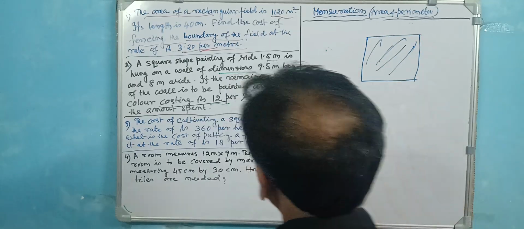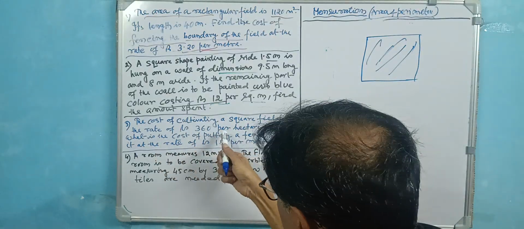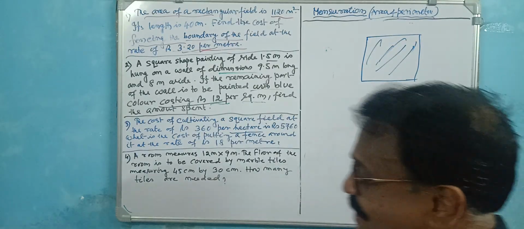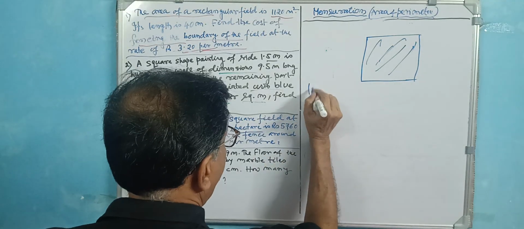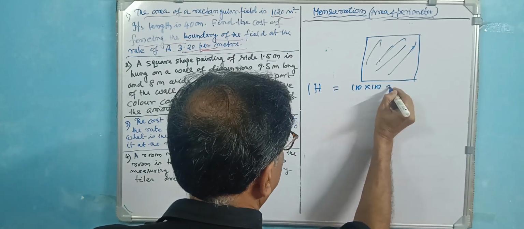Cultivating means the area. The cost of cultivating a square field at the rate of rupees this per hectare. This is the unit of area, the new unit, the big unit, 1 hectare. So what is the relation here? 1 hectare is actually 100 into 100 meter square.